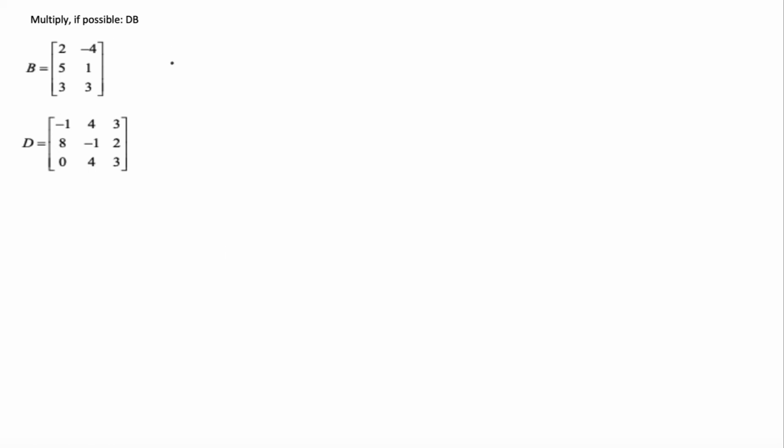So we want to multiply, if possible, these two matrices, D times B. Now remember, the order is important. So the first thing that I like to do is just check the dimensions. We want to make sure that these matrices can be multiplied together.